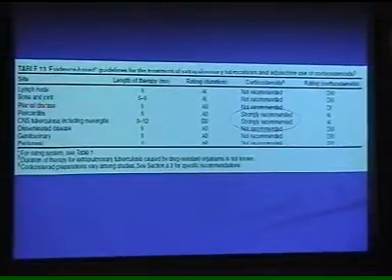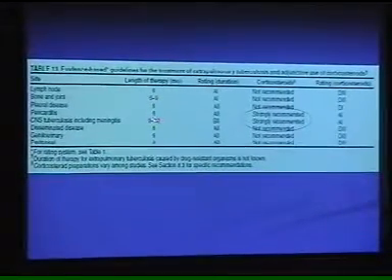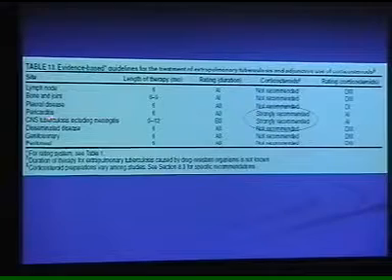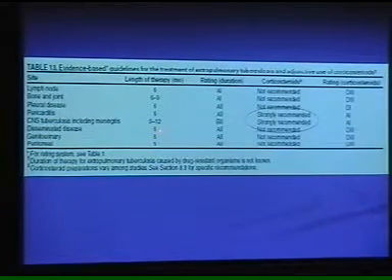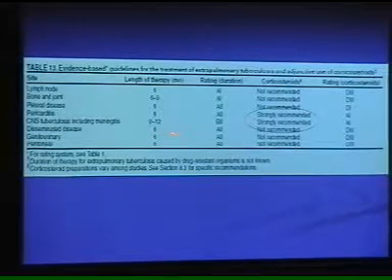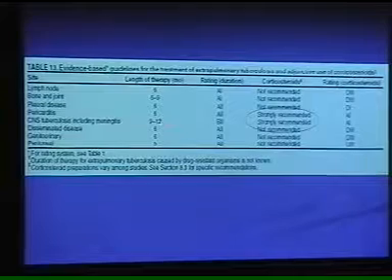Okay, this is a table showing that bone and joint TB you treat for longer periods, and CNS TB usually 9 to 12 months. Miliary TB or disseminated TB also, because there is a high risk that this miliary or disseminated TB has involved the CNS. In that case, the treatment should be prolonged.